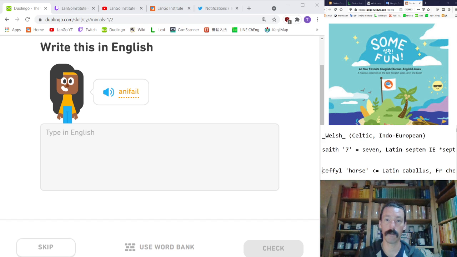And we can see the effects of mutation within words. Let's hear it again. Anifail. File. So it's not the I.